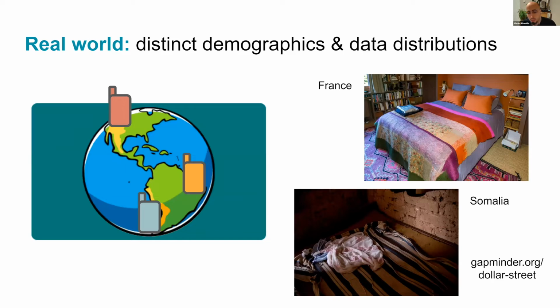Furthermore, in the real world, you might have very distinct data distributions and demographics. For example, if you are expecting to build a classifier on simple things, what you would consider a bed might be very different. The concept of a bed might be very different in France versus a country like Somalia. Here I would like to point to the website Dollar Street. It's a very interesting source of this kind of discrepancy.